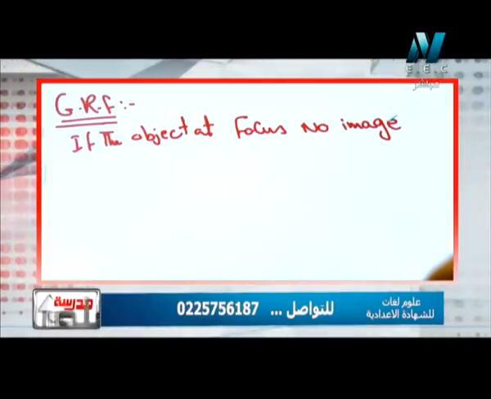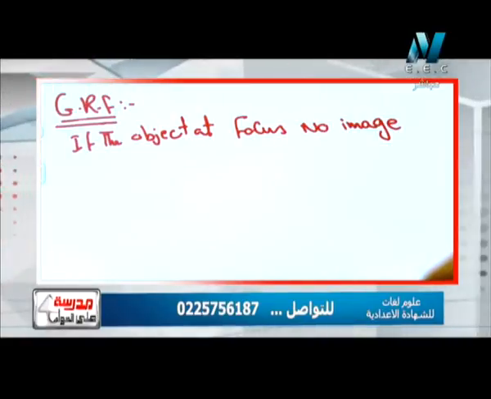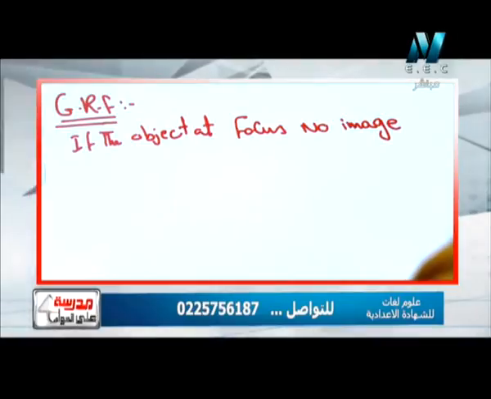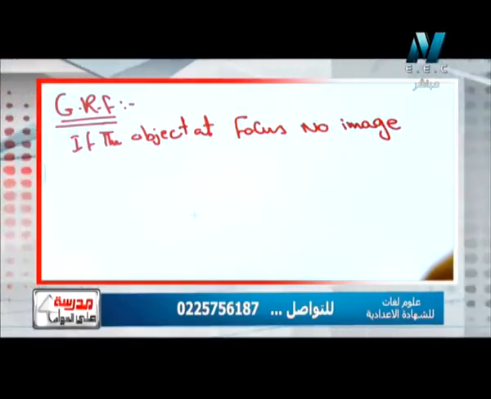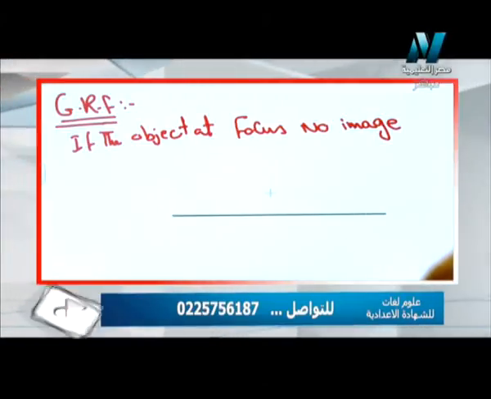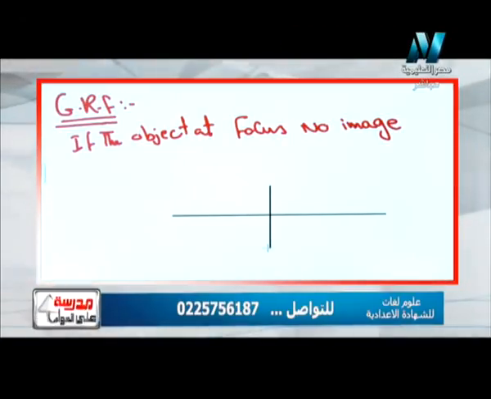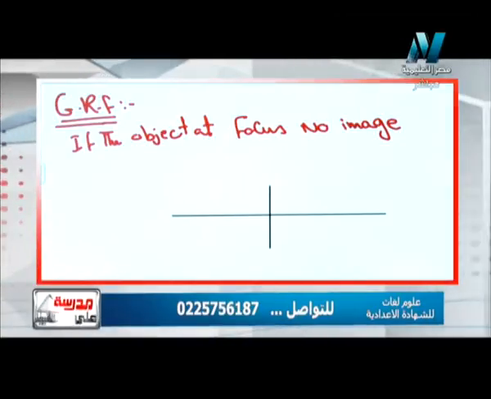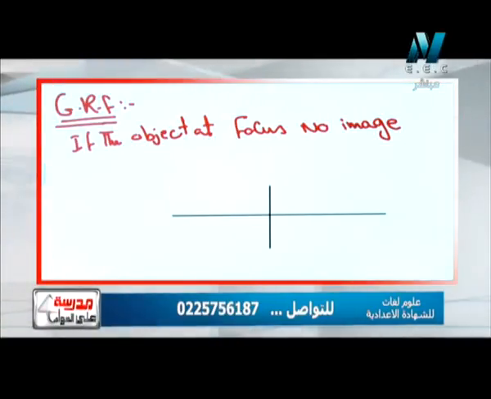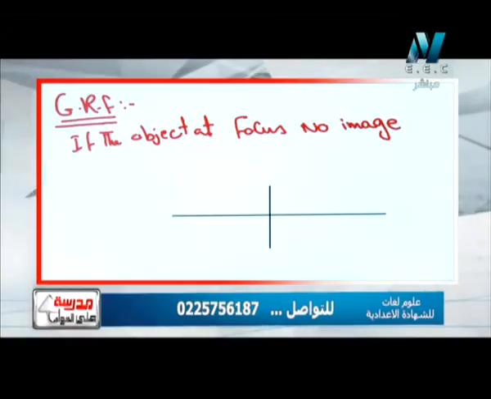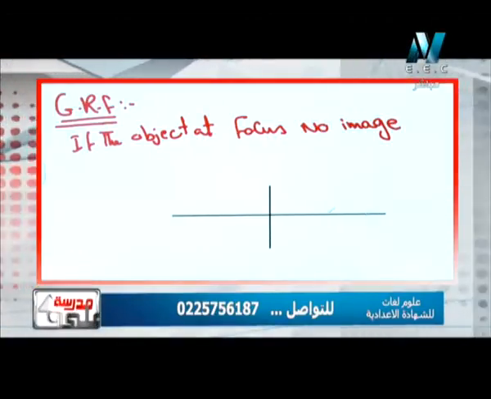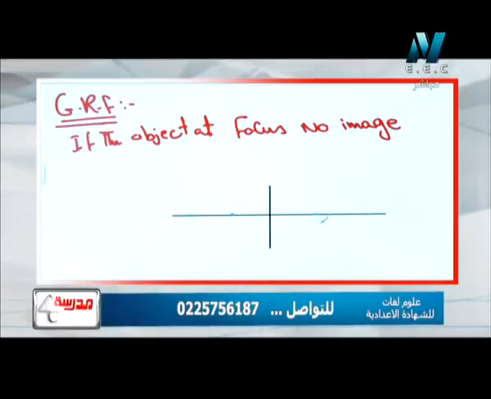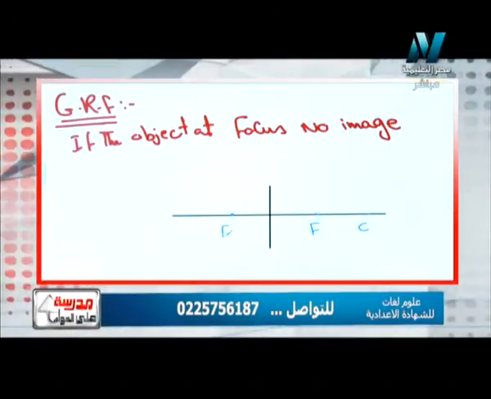We can't see anything. Why? By using the rules we can deduce. As we see here, if we have objects, we have center of curvature, we have focus, we have center of curvature, and we have focus. Focus, center of curvature, focus, and center of curvature.